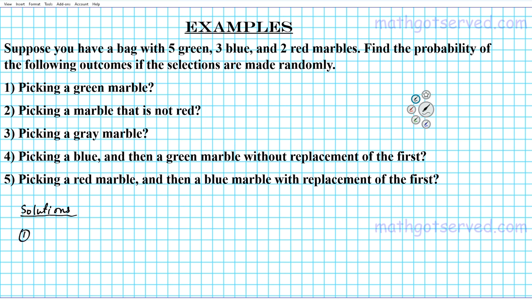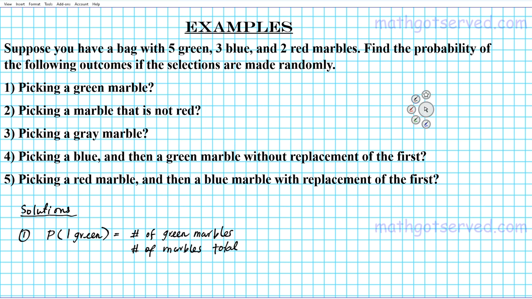So number 1, probability of selecting 1 green marble is just a single event, okay? In this particular case, it's the number of green marbles divided by the total number of marbles.